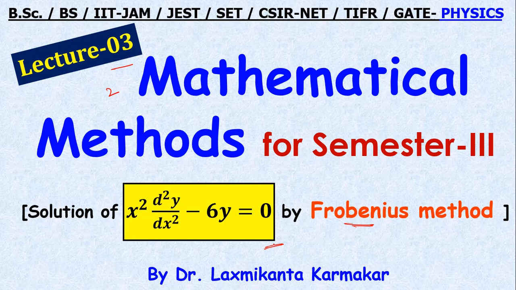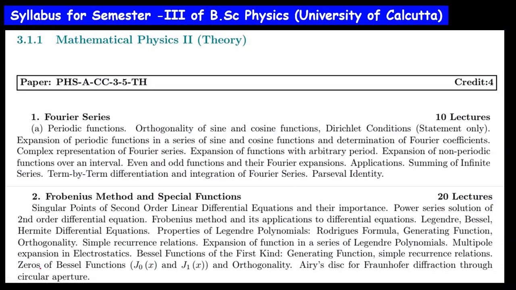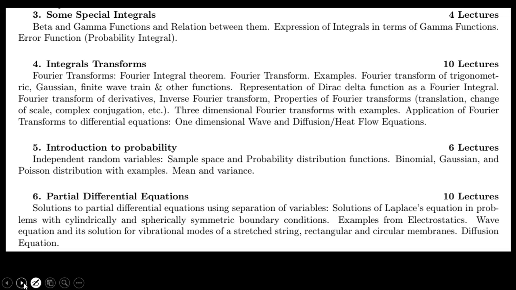This is a special equation which is different from the common examples, so that's why we discuss this example in detail. So let's start. You can watch this. This is the syllabus of University of Calcutta mathematical methods. We discussed this in the first lecture, this in the second lecture, and in the third lecture we discuss the special case of the Frobenius method, a special example. These are all the syllabus of these mathematical methods.